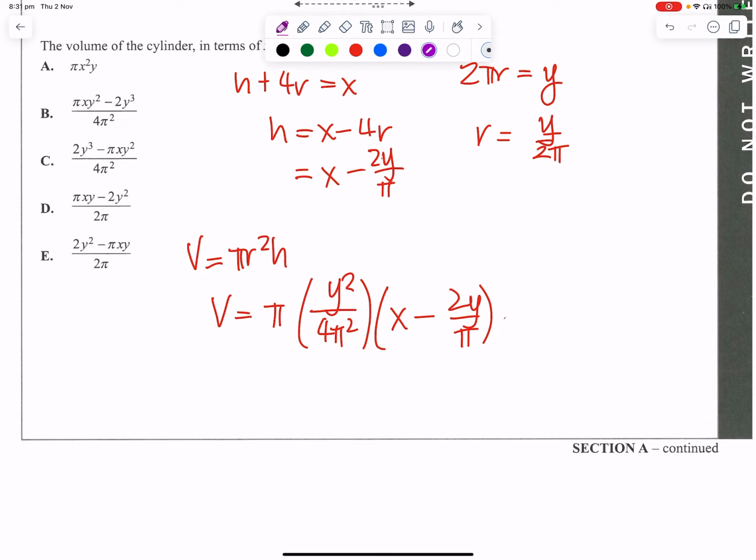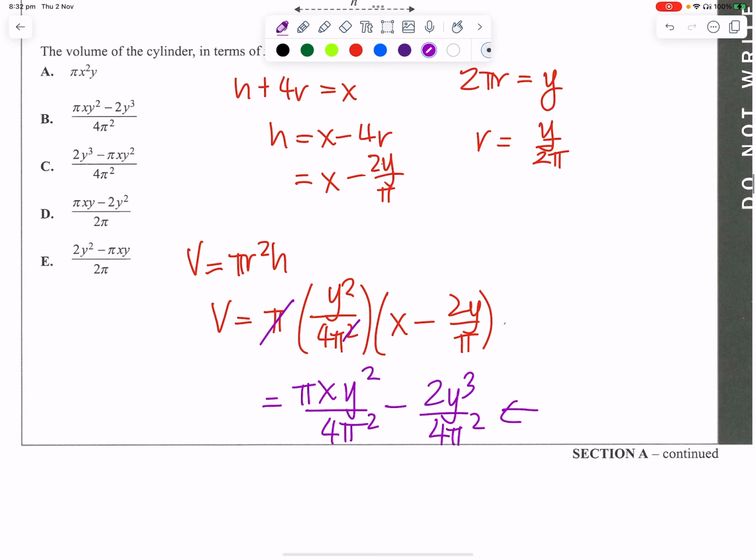Okay, that cancels with that. When we multiply that in, we get pi xy squared on 4 pi minus 2y cubed on 4 pi squared. If I make that squared, I've got to add a pi to the front. Is that an answer? 4 pi squared. Pi xy squared. Yep, so it's B.